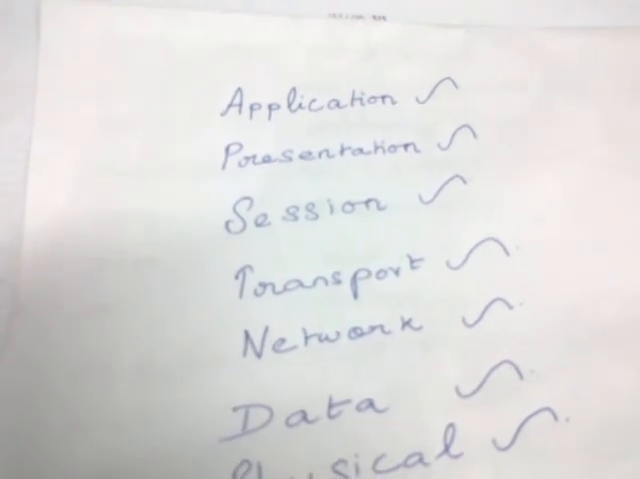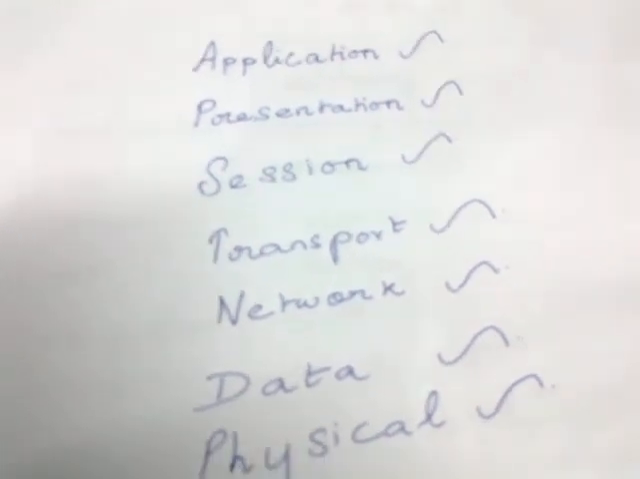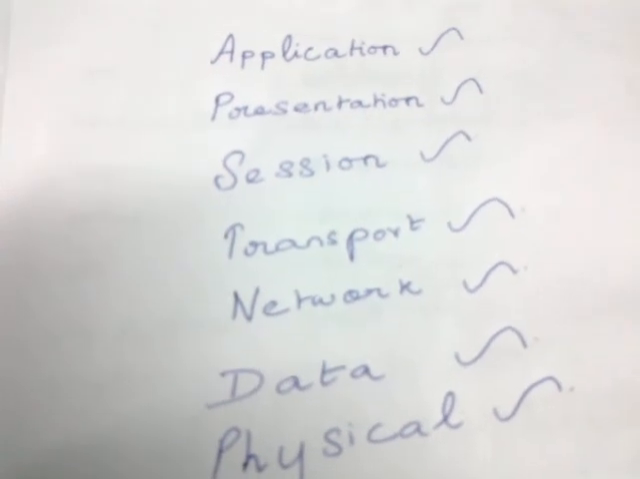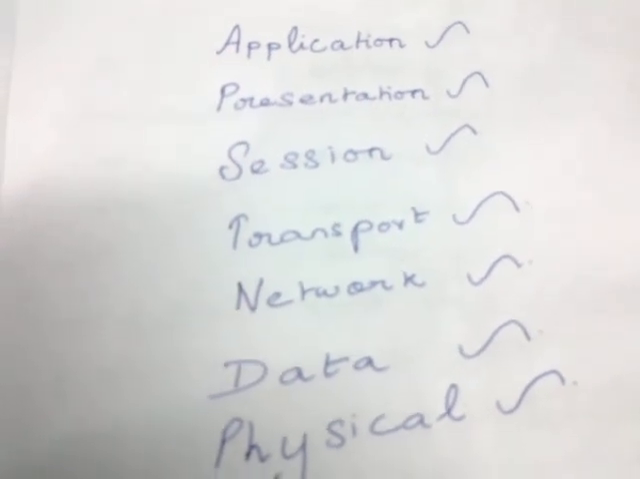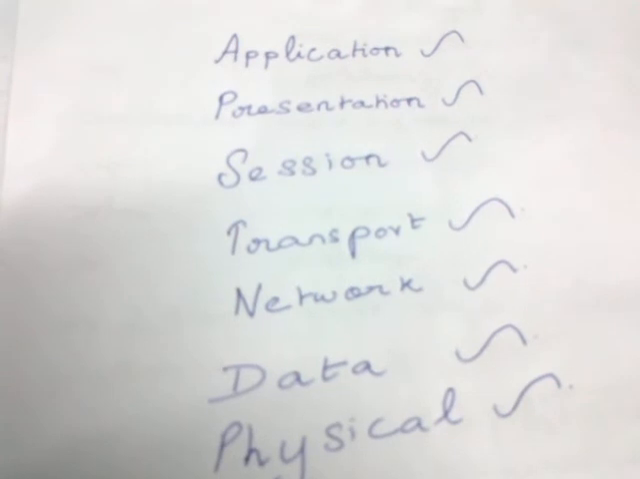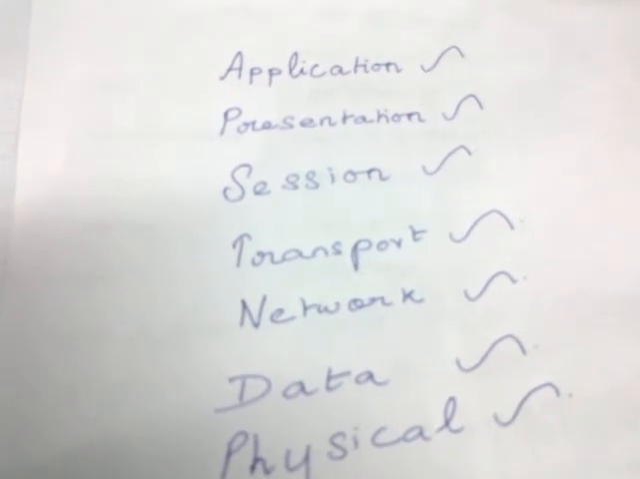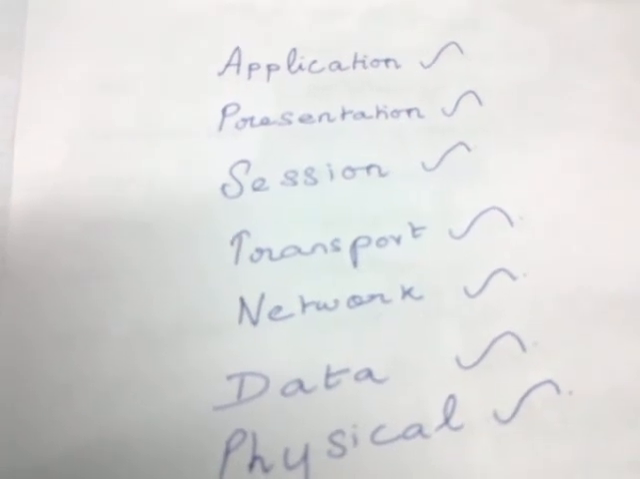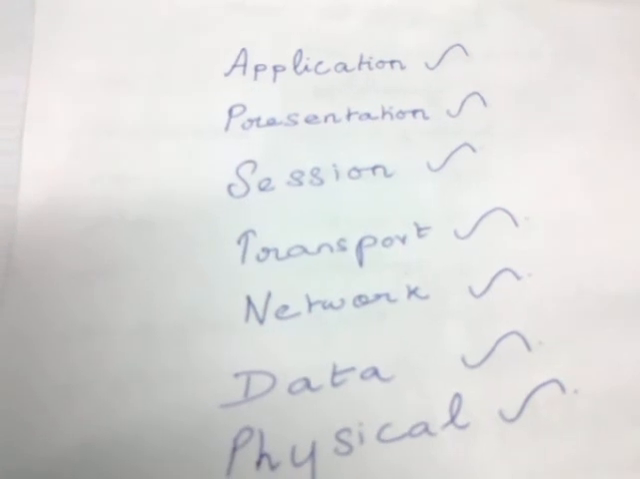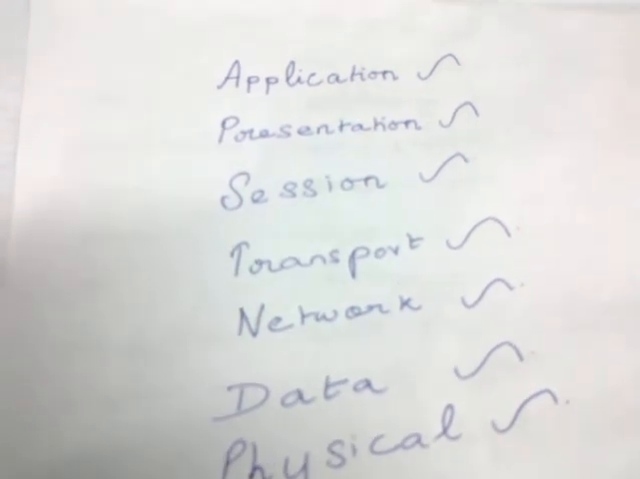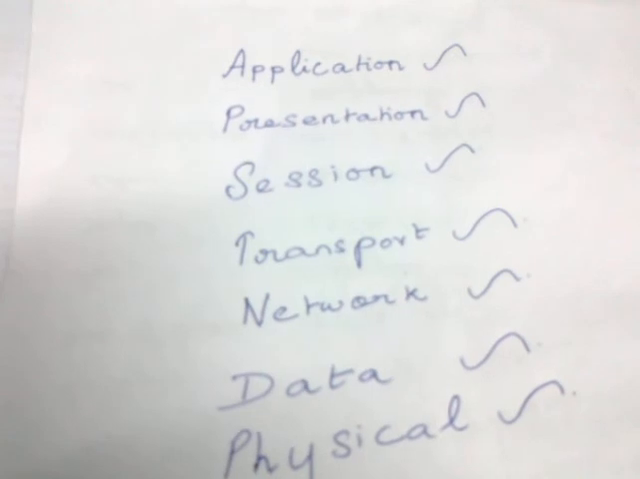Next comes the transport layer. The transport layer is responsible for end-to-end connectivity. It is also known as the heart of the OSI layers. The following tasks are performed at the transport layer: identifying service, multiplexing, demultiplexing, segmentation, sequencing, error correction, flow control.